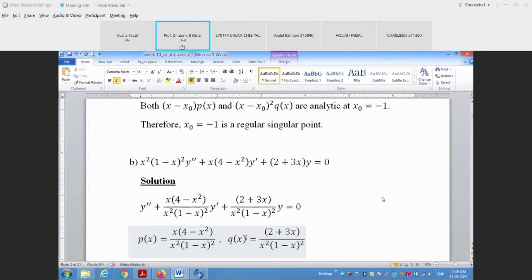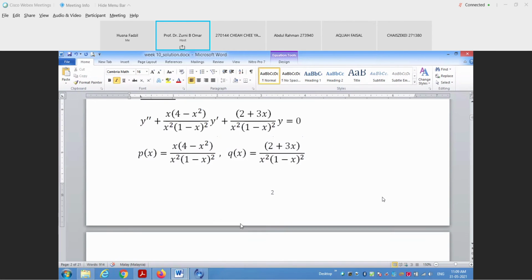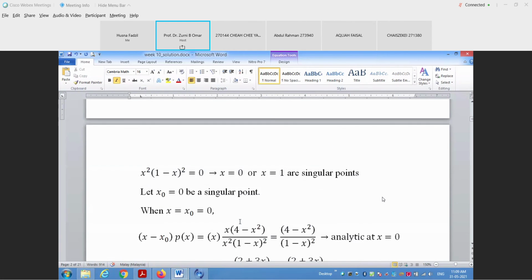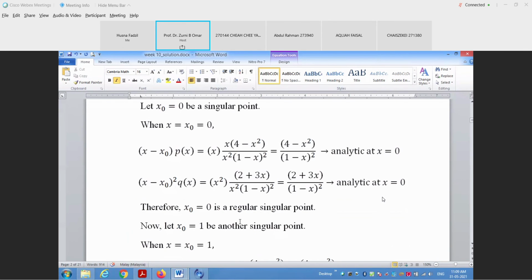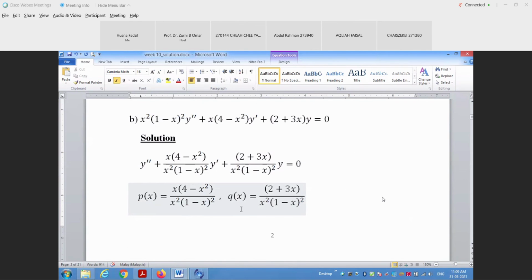So try B yourself. For B also, probably I'll try this one. Okay, I will try this one.